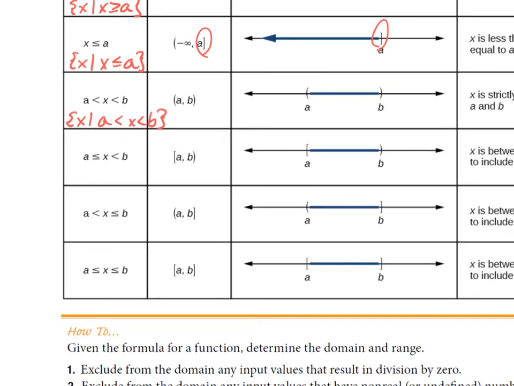So if we take a look at our next one, again, x such that a is less than or equal to x, which is less than b. And we have a bracket and a parenthesis, based on whether or not it is inclusive. And moving to the last couple examples, x such that a is less than x, which is less than b, and x such that a is less than or equal to x, which is less than or equal to b.